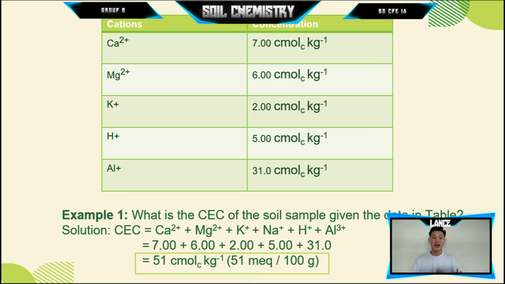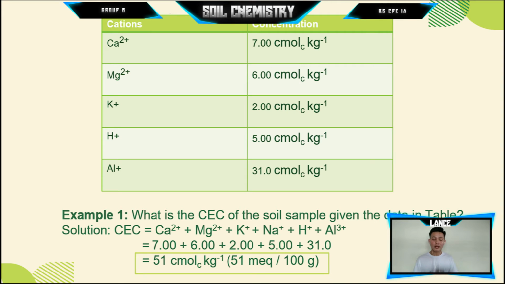Okay. So guys, now let's move on to the first example of cation exchange capacity. The given problem is, what is the cation exchange capacity of the soil sample given the data in the table? So now let's proceed in determining our given. First we have calcium squared with a concentration of 7.00 centimoles of charge, followed by magnesium squared with 6.00 centimoles of charge, followed by potassium with 2.00 centimoles of charge, followed by hydrogen with 5.00 centimoles of charge, and lastly, aluminum with 31.0 centimoles of charge.